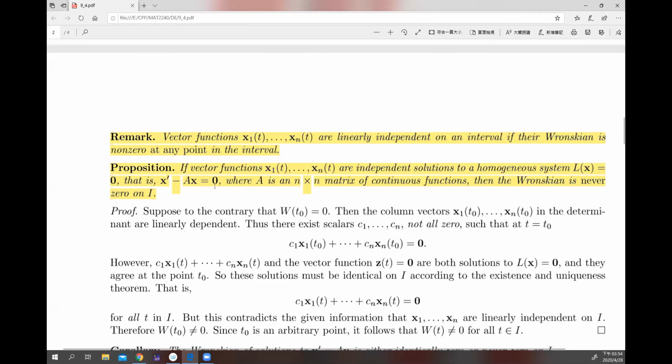All right, next let's look at this remark and proposition. These two items are very similar to one of the theorems we saw in 9.1, so let's just do a quick review on this. Let's look at the remark first. Vector functions x1 to xn are linearly independent. Now remember that x1 to xn are vectors, all with little functions in them. So they are linearly independent on the interval if their Wronskian is non-zero at any point in the interval.